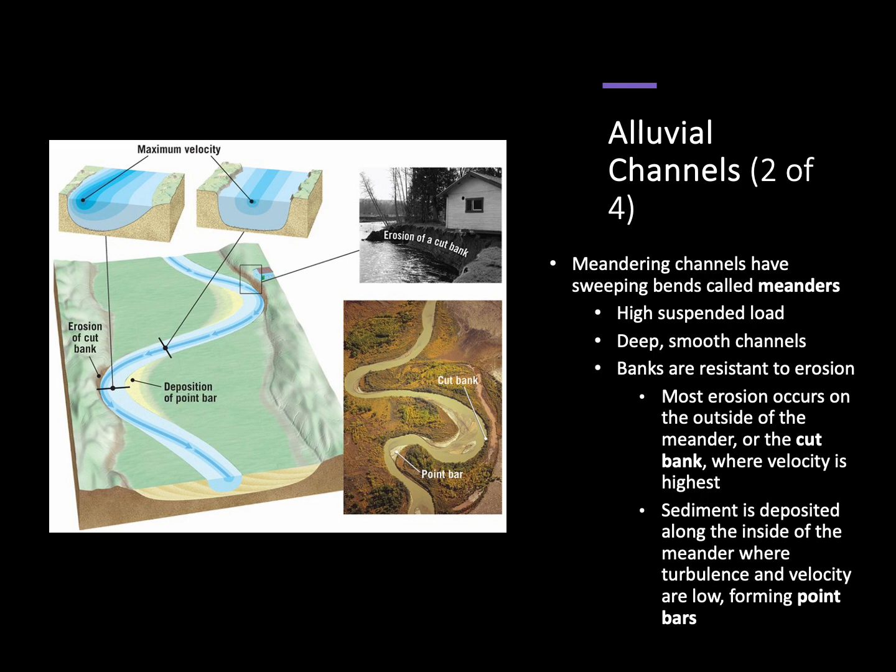In areas where the stream flows throughout the entire year, we're going to have a meandering channel develop. And these are rivers that have really curvy bends to them. And these curvy bends are called meanders. With this, I generally think of like the Mississippi River. They're generally very wide rivers that are carrying a very high suspended load, meaning that they're just carrying a lot of fine-grained sediment inside of it.